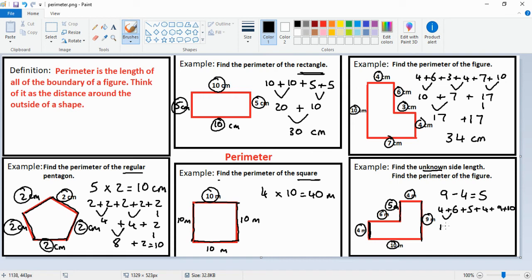4 plus 6 is 10. 5 plus 4 is 9. 9 plus 10 is 19. And 10 plus 9 is 19. Bring this down. 19 plus 19 equals 38. And we're dealing with meters, m for meters.